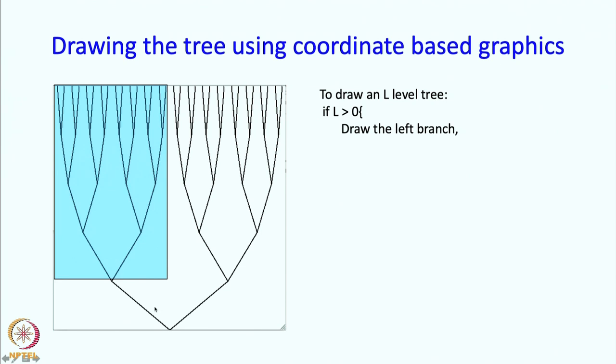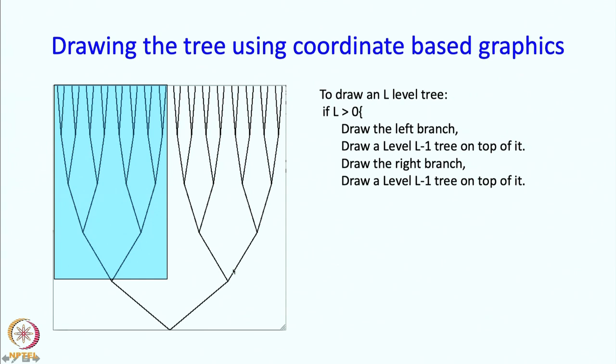Then we are going to draw this tree on top of it. But this time the number of levels in it has reduced because we have used up one level of branching over here. So we are going to draw a level L minus 1 tree on top of it. Then we are going to draw the right branch, which is this branch, and then draw an L minus 1 level tree on top of it. So that is this tree portion. Okay. So that is basically it.